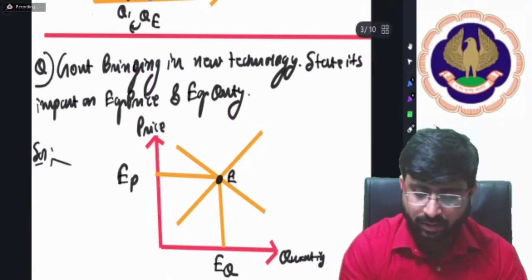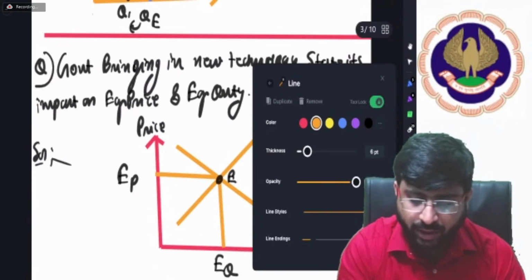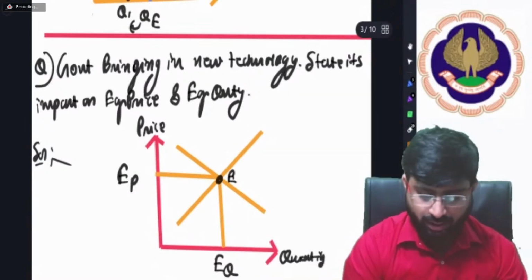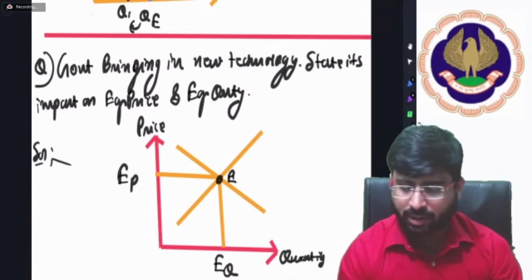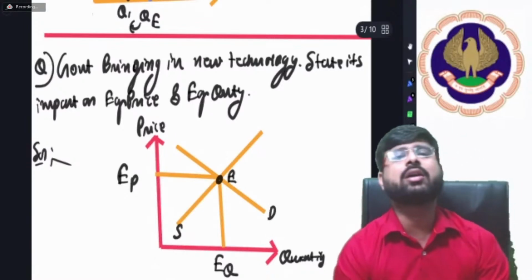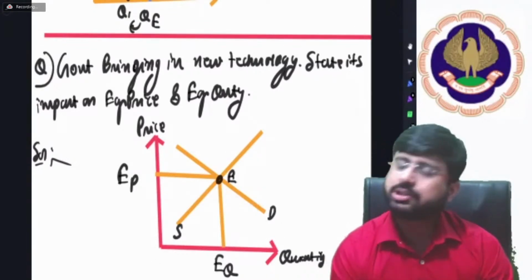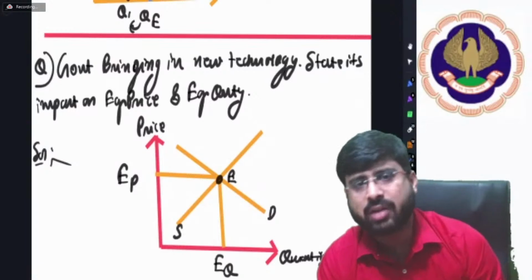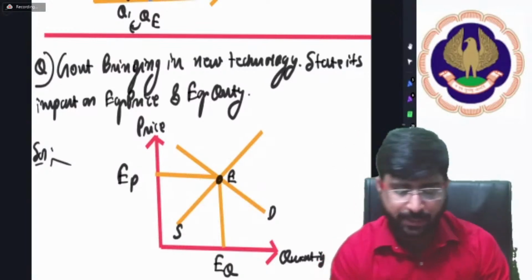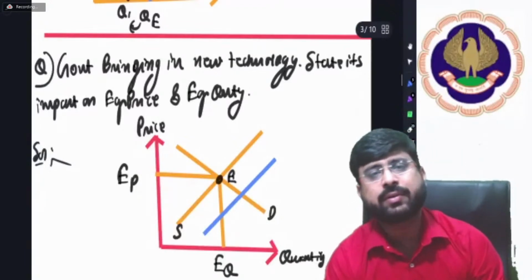Now what is happening is that the government is bringing in new technology. So if the government is bringing in new technology, it means that in the economy, supply is going to rise. This is the supply curve. This is the demand curve. Now, if the government is bringing in new technology, supply is going to rise, which will result in what? A rightward shift in the supply curve. Here you have it. A rightward shift in the supply curve.